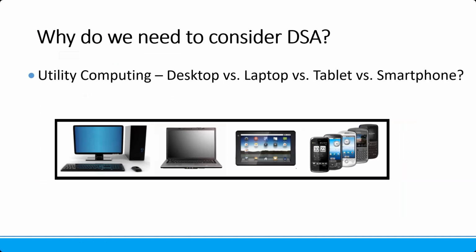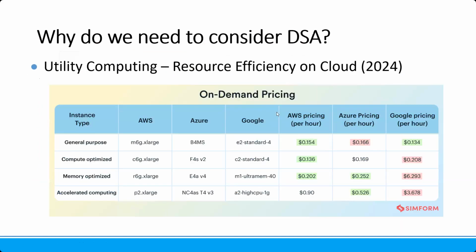We also need to understand utility computing. When you run your algorithm on a desktop, it is different from running it on a laptop. It is different from running it on your tablet, and different from running it on your smartphone. So you need to think about what is the best solution for its object. And also about resource efficiency, when you have your algorithm.